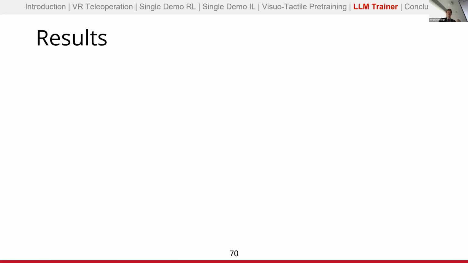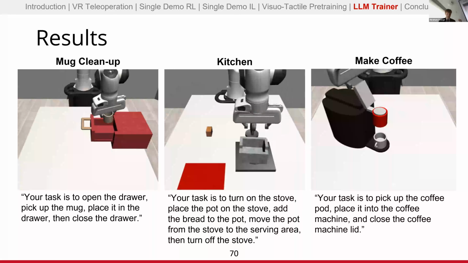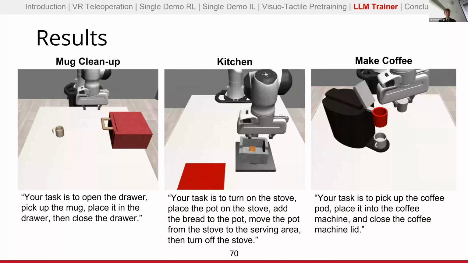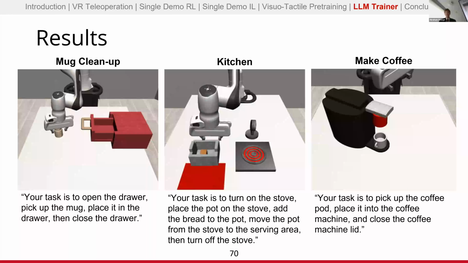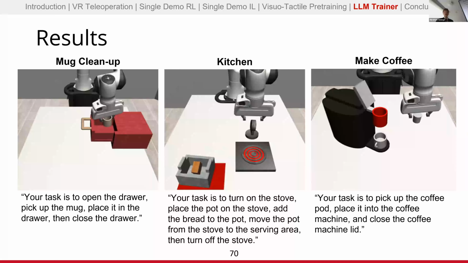So, some results. Well, we evaluated on 3 MimicGen tasks along with our block stacking tasks from our previous works. So the MimicGen tasks were mug cleanup, kitchen, and making coffee. And here were our data generation results.